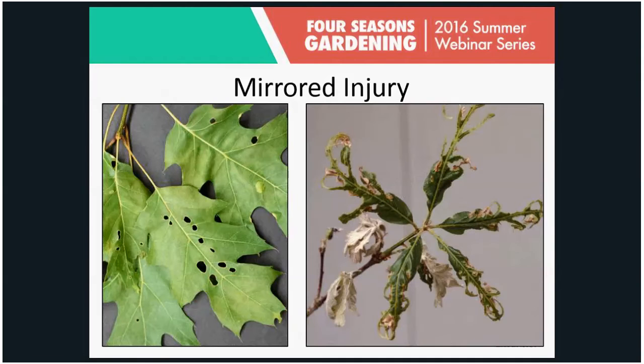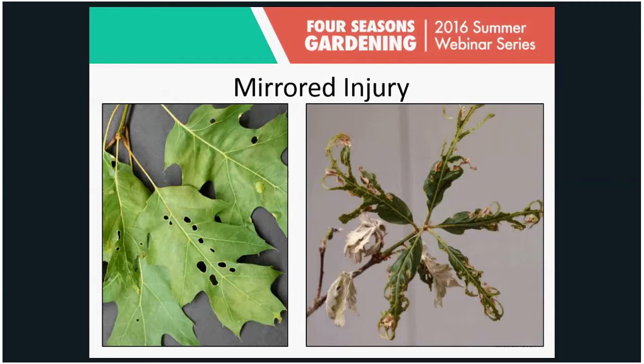So this is an example of some of the mirrored injury. It's kind of a difficult thing to say quickly. This is an example of what we talked about earlier. In the picture on the left, where you have the red oak group leaves with the holes in them, you can see that there is this line of holes, and some of them are mirrored on either side of the main vein. And this is actually due to insect feeding.